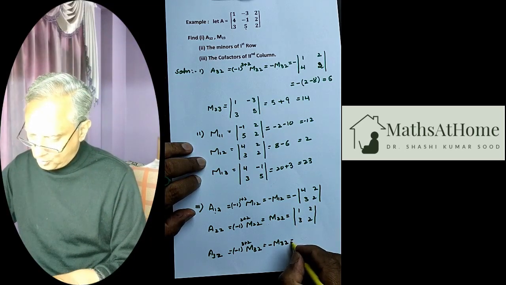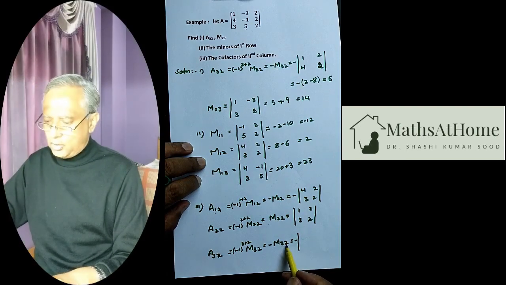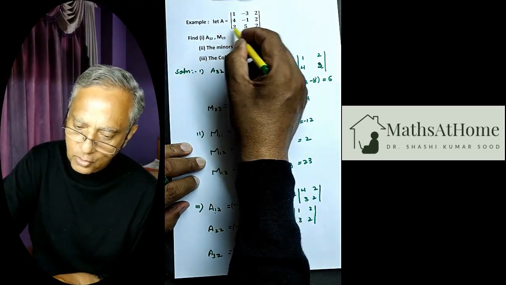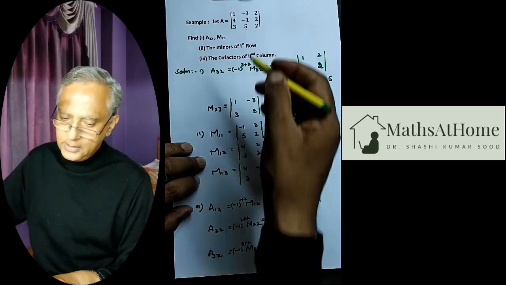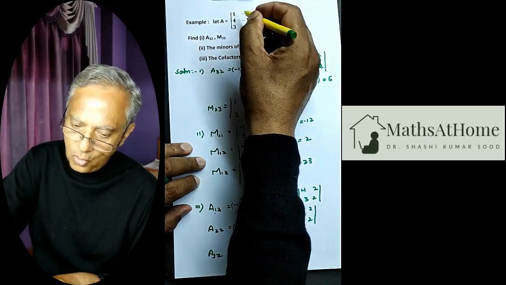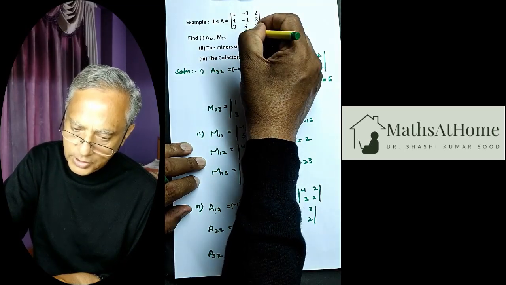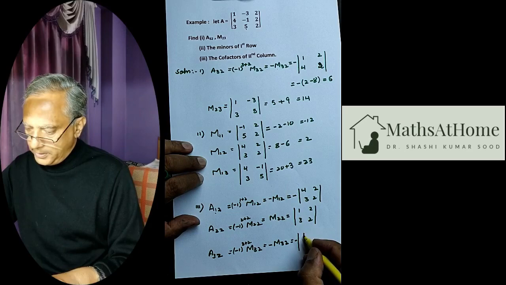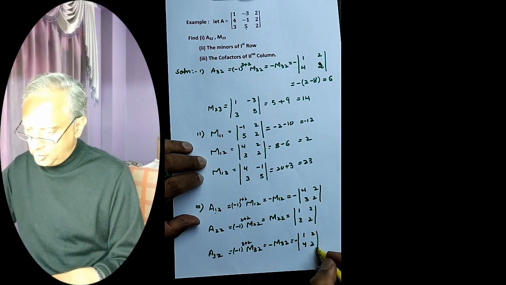And this is equal to minus, now in this case, third row and second column will be deleted. Third row and second column. We will be left with 1, 2, 4, 2.